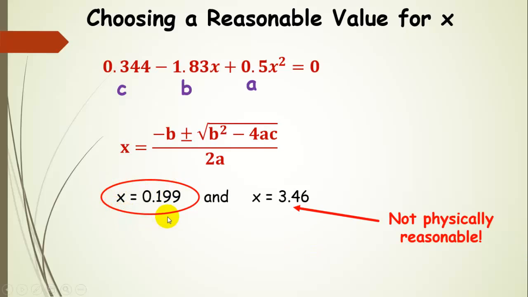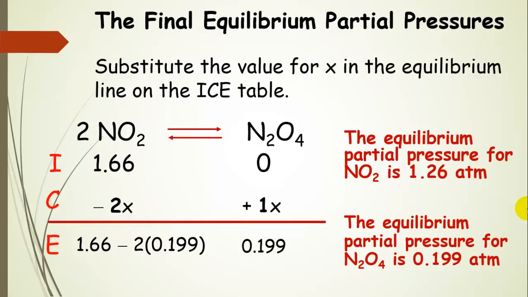Now, this value for x is the physically meaningful one. This one's way too big. So remember, we only had 1.66 atmosphere nitrogen dioxide in the first place. And this change would be much more than we even started off with. So it's not physically reasonable, so we're just going to throw it away. So now let's take 0.199, our value for x, and we're going to plug it in. We're going to go back to our equilibrium line in our ice table, and we're going to plug it in for x. And then we're going to add it up, sum it up. Okay, and then remember, this was just x for dinitrogen tetroxide, so we end up with 0.199. If we do this math here, then we end up with 1.26 atmospheres for nitrogen dioxide.